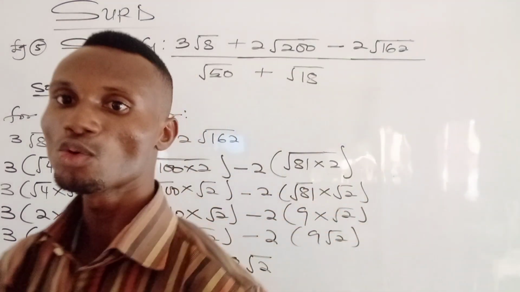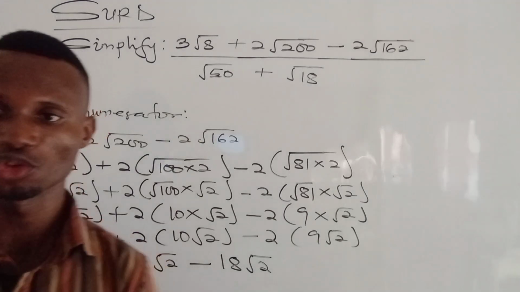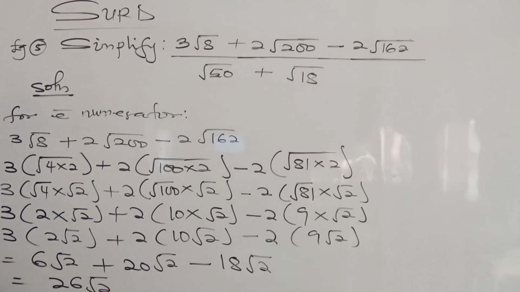Now let's go ahead and simplify further. I have 6 root 2 plus 20 root 2 minus 18 root 2. So let's do the first two. The answer we get, we join it with the last one. Nothing difficult about it. So let's take our time and do it. So I have 6 root 2 plus 20 root 2, and that is going to give me 26 root 2. I hope you agree with me. You are going to get 26 root 2.